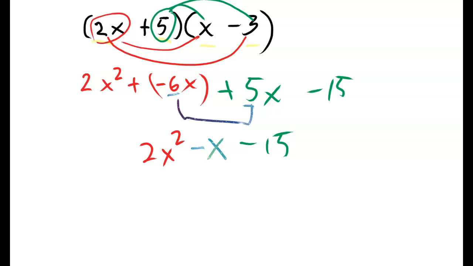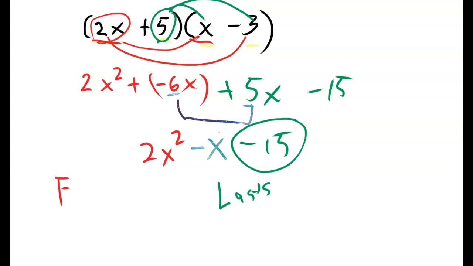And what you see there is that the 2x squared comes from multiplying the firsts of each binomial together. The negative 15 comes from multiplying the lasts. We call it lasts. Firsts, lasts. 5 times negative 3, that's where the negative 15 comes from.